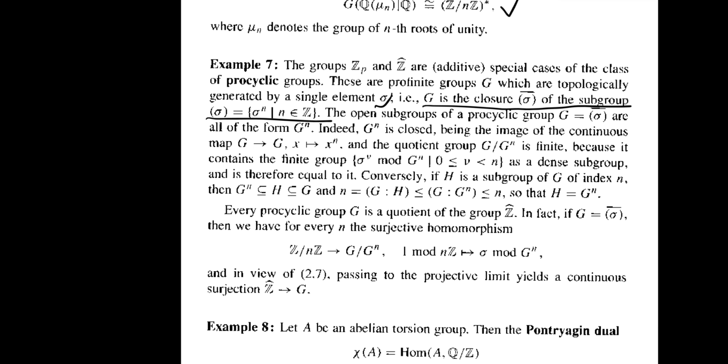The open subgroups of a procyclic group are of the form nG, and nG is closed, being the image of the continuous maps. So it's of index n if I'm not wrong. Finite, because the quotient group is finite. We didn't see the index, but it's finite because it contains the finite group.